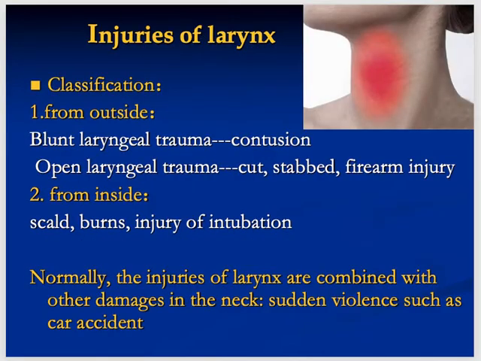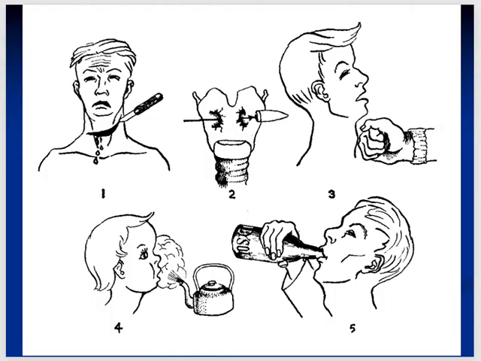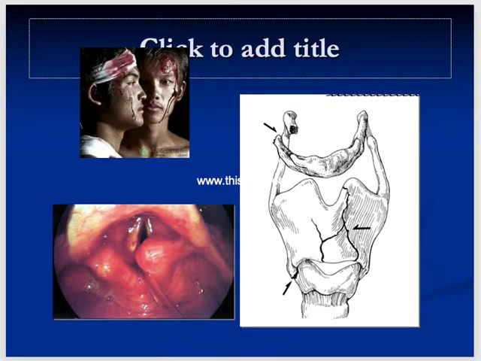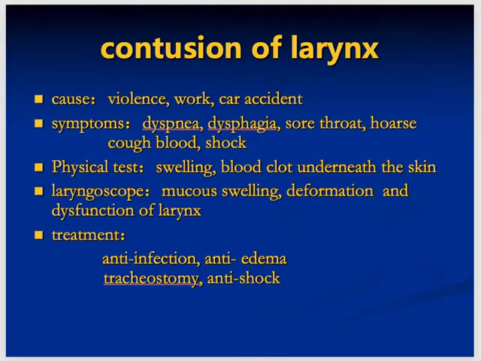These are the injuries to the larynx from outside and from inside. So we are not going to discuss that. What kind of injuries to the larynx can occur?